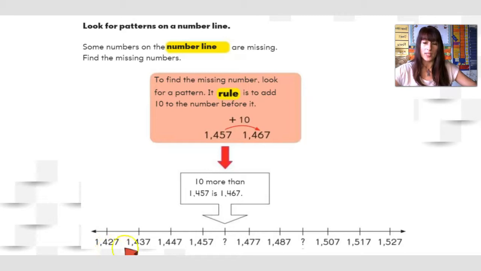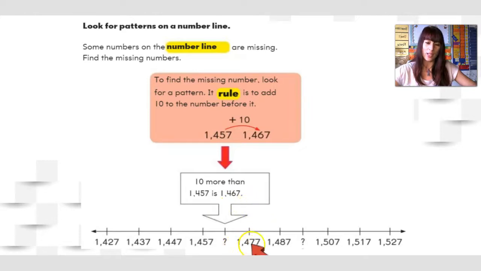Here we go from 27 to 37, 47, 57. So you can see that the rule is to add 10 to the number before it. So the number that we have here missing by adding 10 would be 1,467.